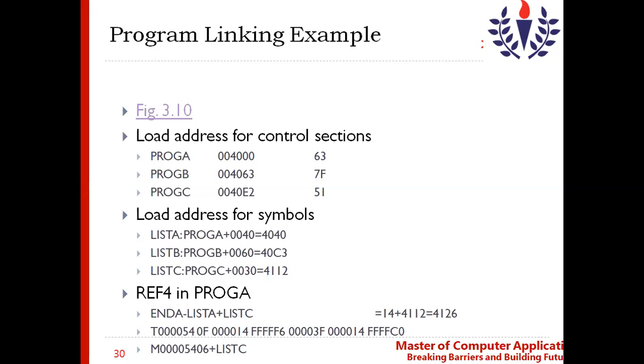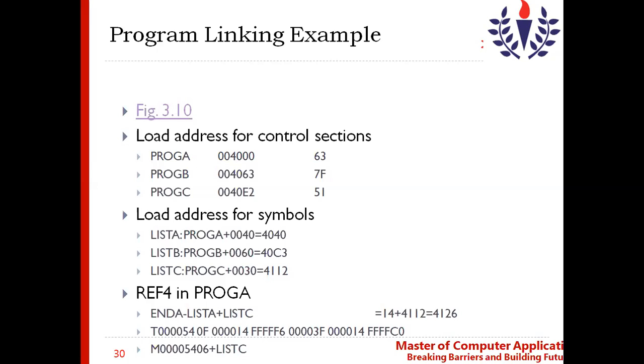When you take list C, program C's starting address is 40E2. What is the relative address of list C? According to program C, when it had the starting address 0, the relative address is 0030. Whereas now program C's starting address is 40E2. So what are we supposed to do? We have to add 40E2 with 0030. That gives you 4112. This is the actual address of list C.